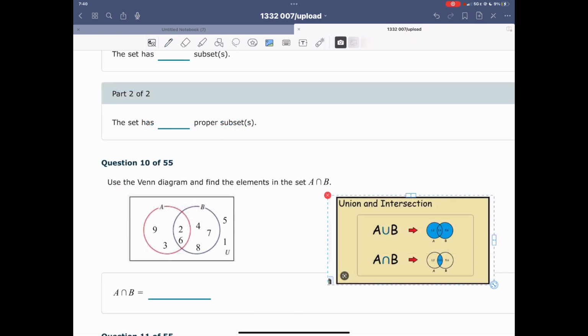Use a Venn diagram and find the elements in set A intersect B. So that's going to be in the center. So the elements of A intersect B are going to be 2, 6.